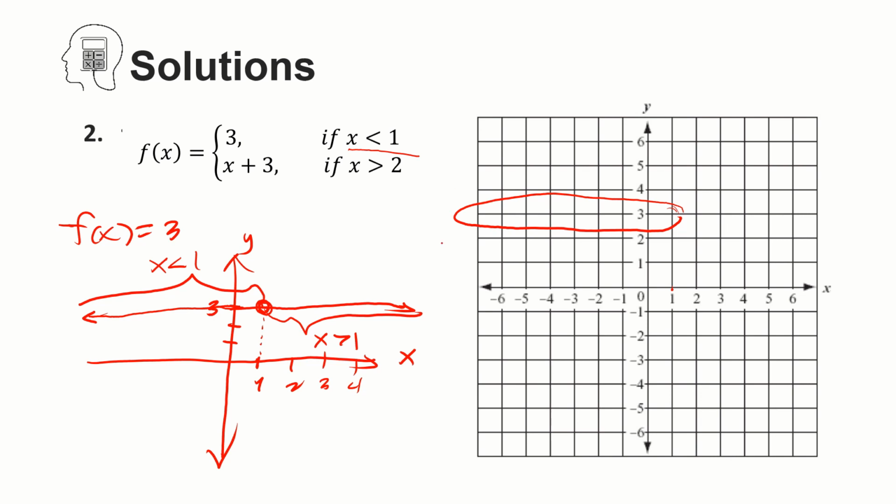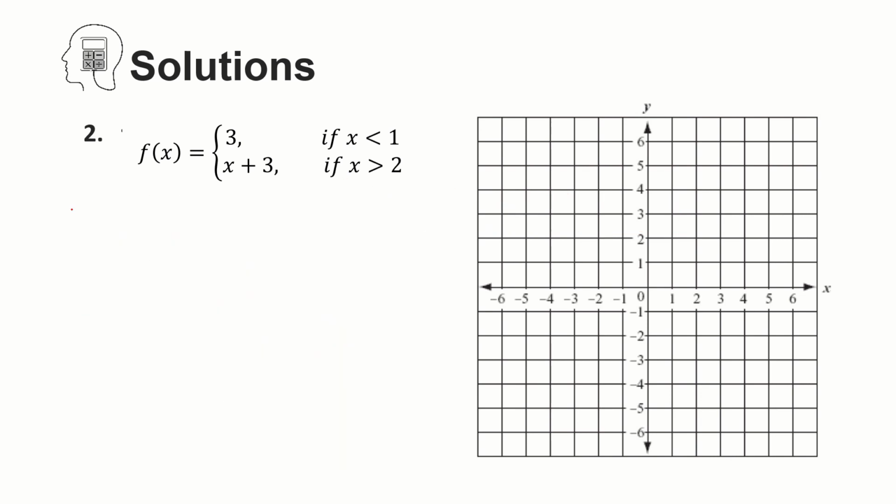How about for our second subfunction? So f of x is equal to x plus 3. So how do we now graph this one? This is a linear function. In graphing a linear function, we need to look at the slope.